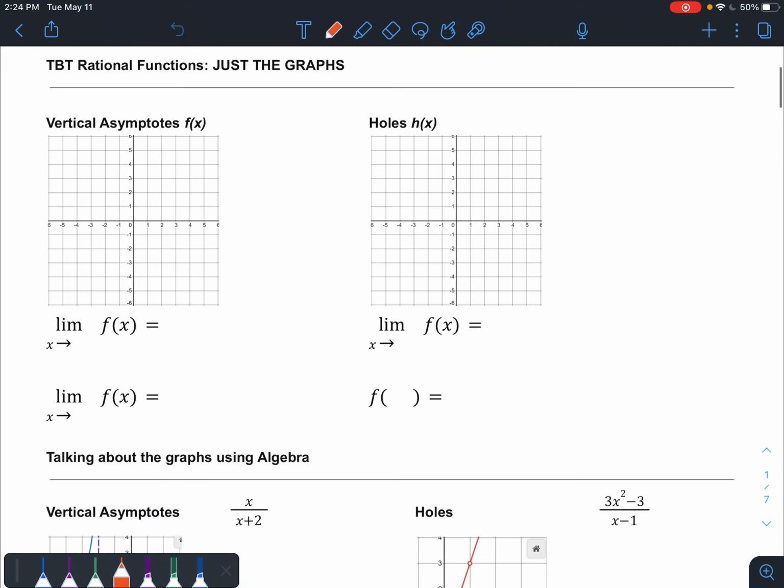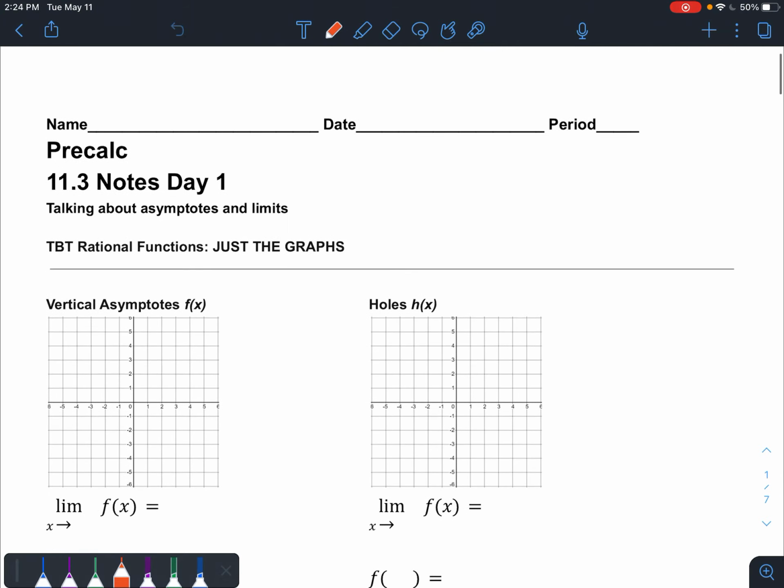Now, this is stuff we've actually already kind of looked at. We've looked at rational functions before, but now we're relating them. So we're talking about rational functions, but we're relating them back to the graph, so why certain things can't happen. Okay, and this is a really important point that we want to talk about.